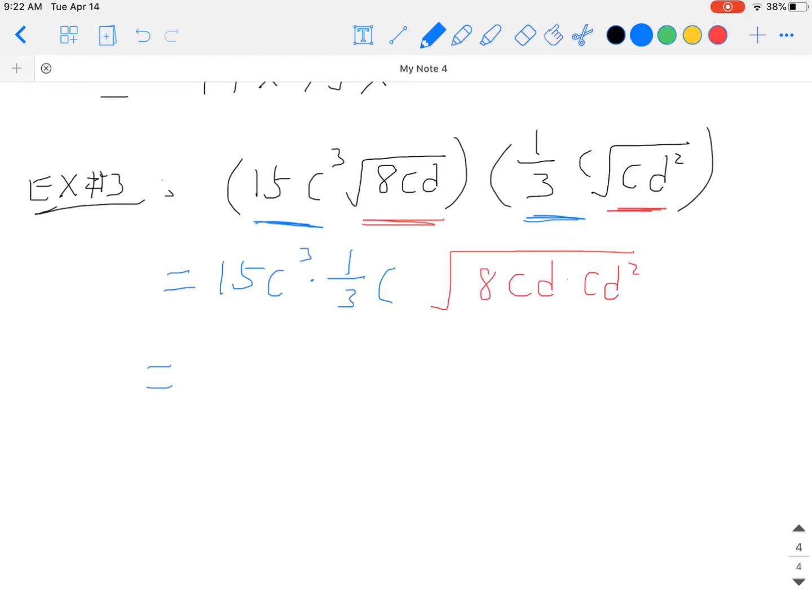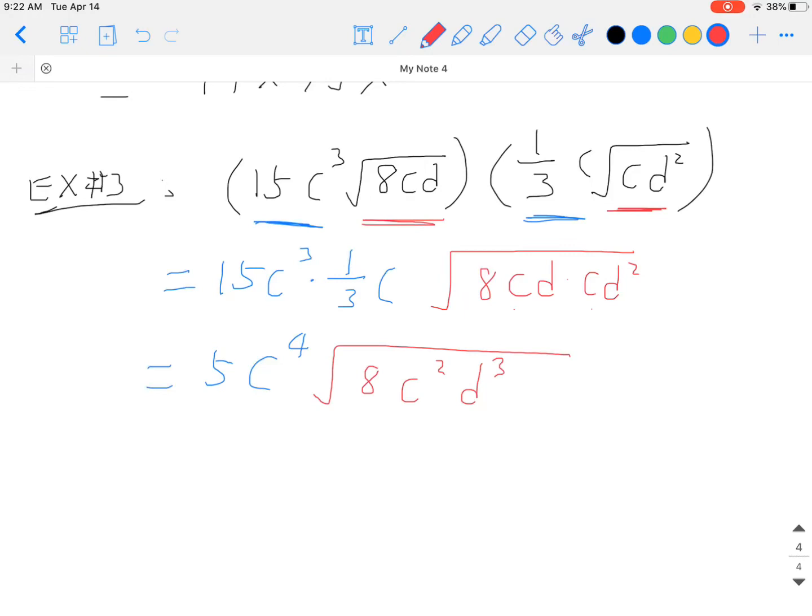We have 15 times 1/3 is 5, and then c to the third times c is c to the 4, because we just add the exponents, 3 plus 1. And for the radical, we have a, c times c will be c squared, because c to the 1 plus 1. And d times d squared is d to the 1 plus 2, d to the 3.